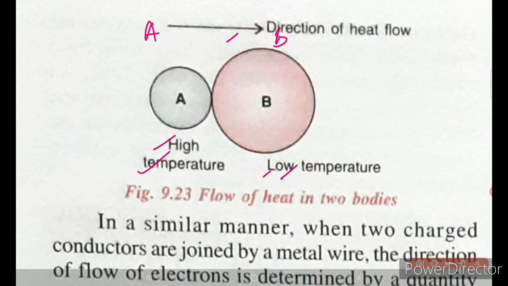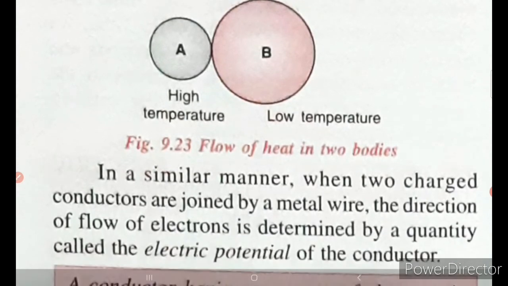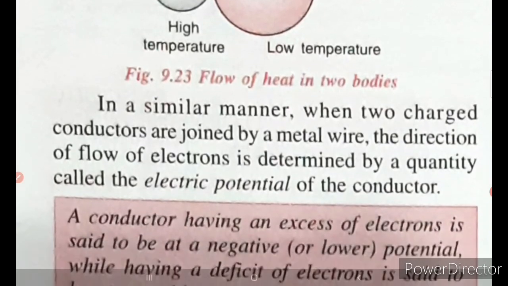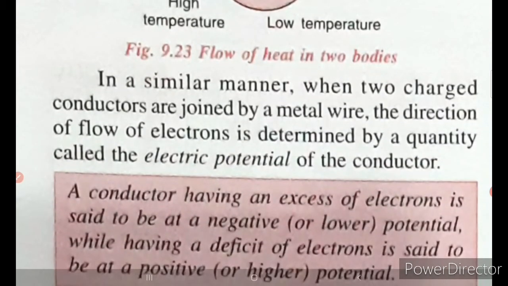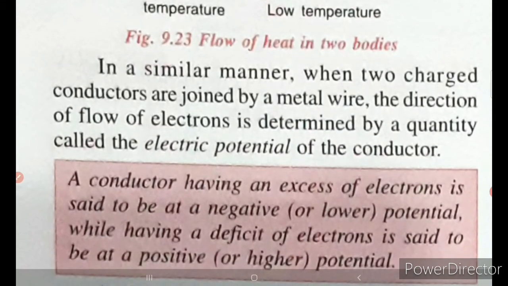In a similar manner, charges also should move from high to low. So when two charged conductors are joined by a metal wire, the direction of flow of electrons is determined by a quantity called the electric potential. That means how fast these electrons flow or move is decided by the electric potential of a conductor. A conductor having an excess of electrons is said to be at a negative or lower potential, while one having a deficiency of electrons, that is positive, is said to be at a higher potential.